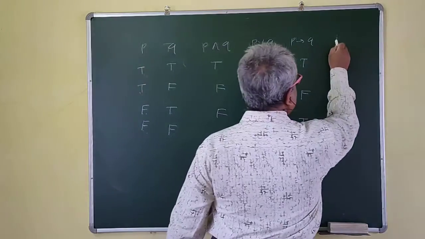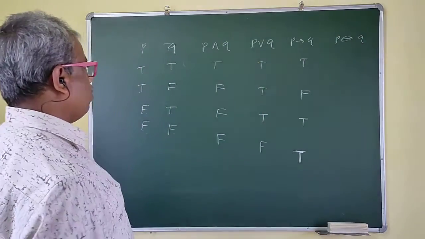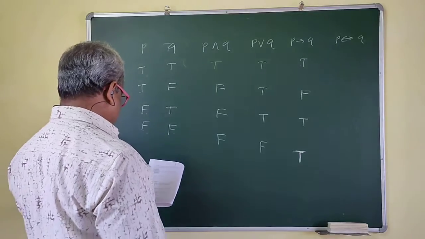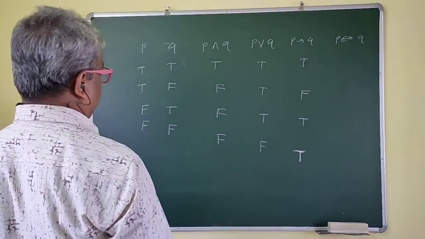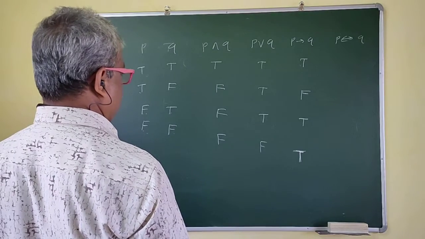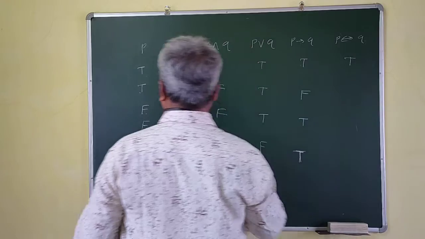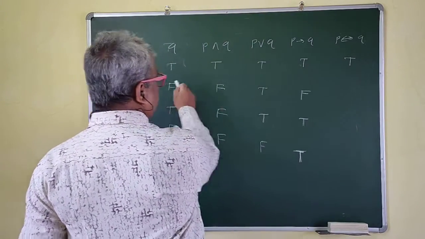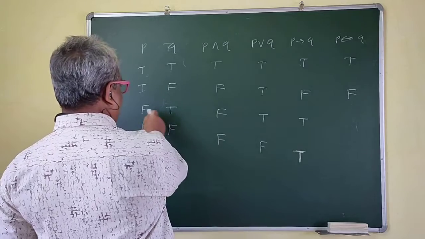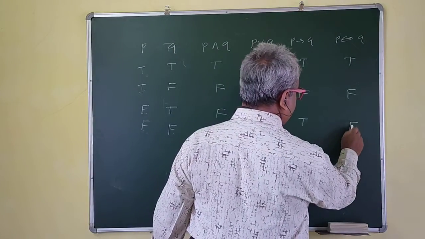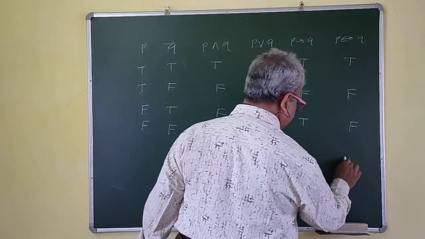Now P if and only if Q. Again the same rule as the and. T if and only if T is T. T if and only if F is F. Yes, it is the rule of the and. F if and only if T is F, and F if and only if F is T. This is true.